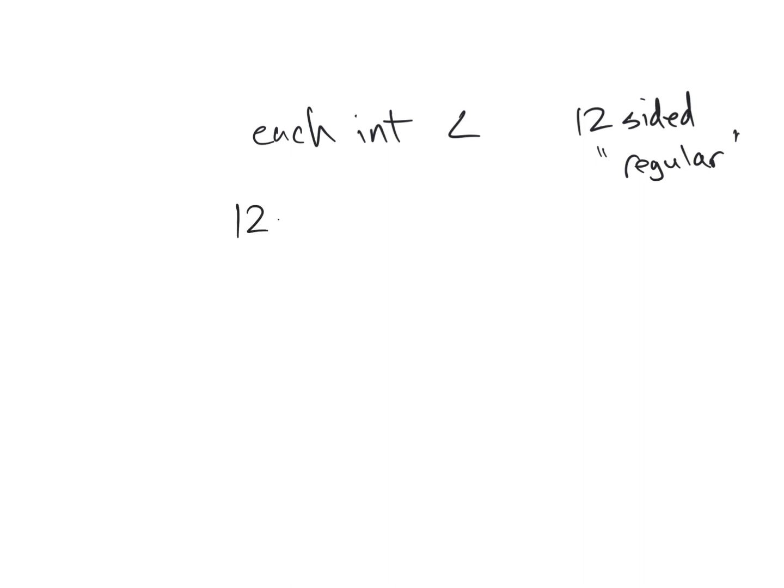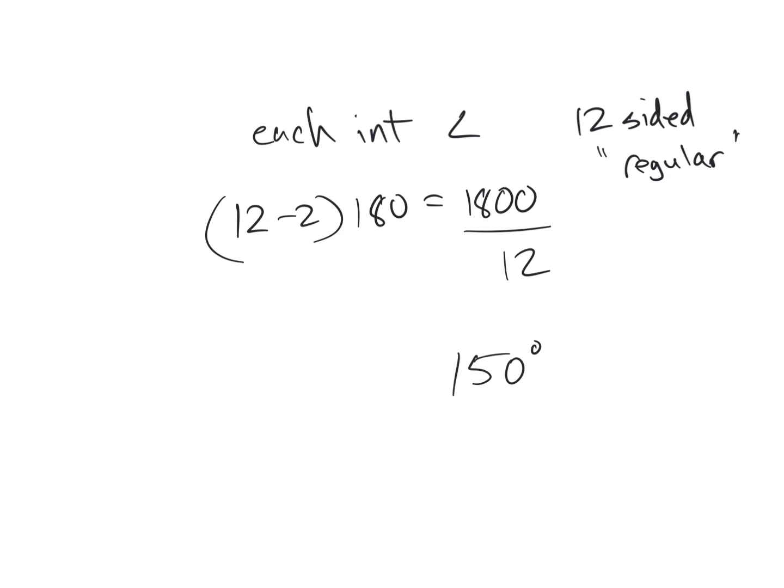So you got 12 minus 2 times 180. You have to figure out what the total is first. That's 1,800. And then you divide by how many sides you have. Be careful not to divide by 10. Don't do that. So you divide by how many you have, and that gives you 150 degrees for each interior angle.